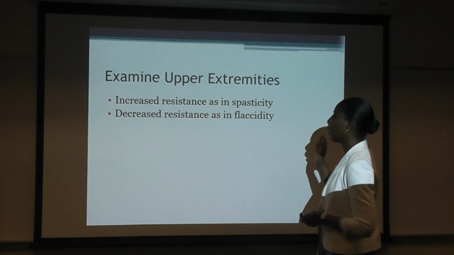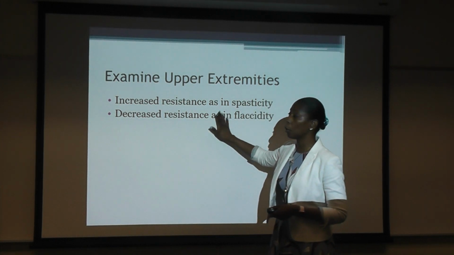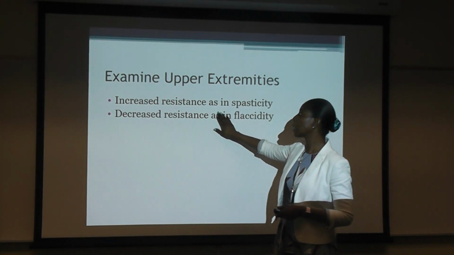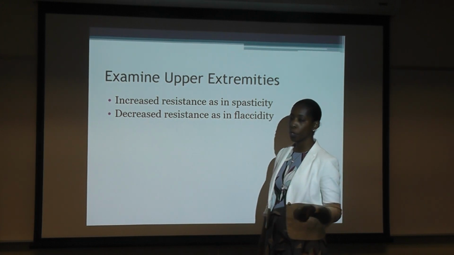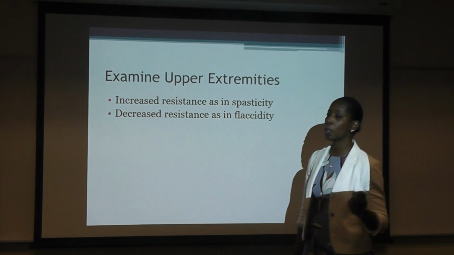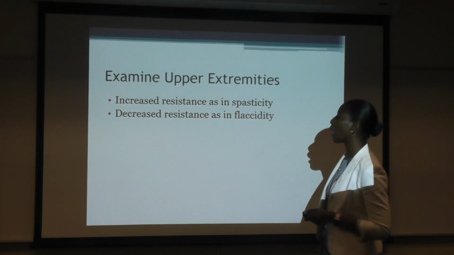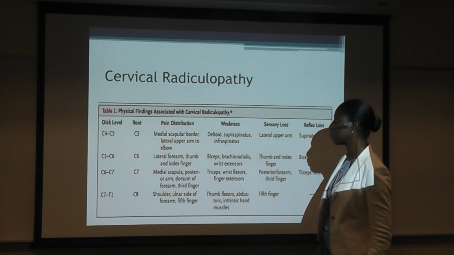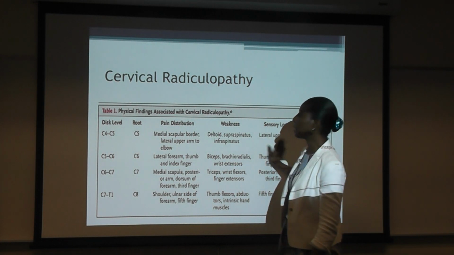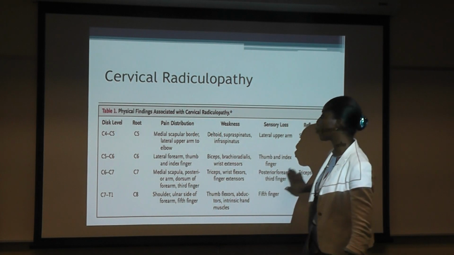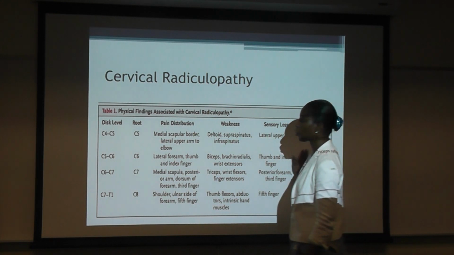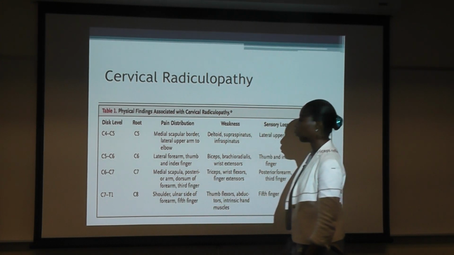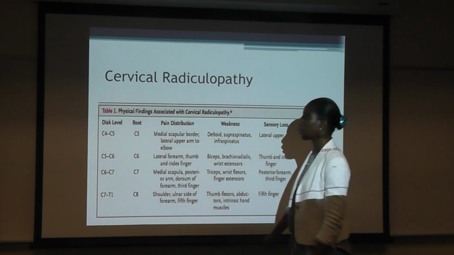Increased resistance and spasticity and flaccidity. When you're looking at spasticity and flaccidity, you're looking at upper motor neuron versus lower motor neuron. If your spinal cord is being compressed, you can have upper motor neuron, and you want to look at that. Okay? So this is basically what we just talked about. I want you to review this chart, and it kind of gives you the distribution of what you're going to have and which nerve root.